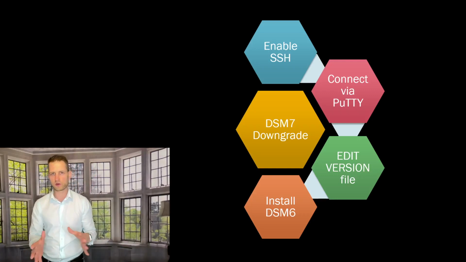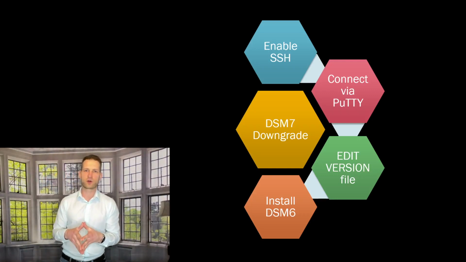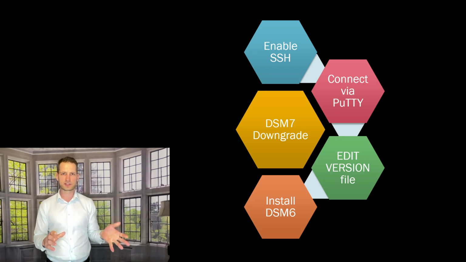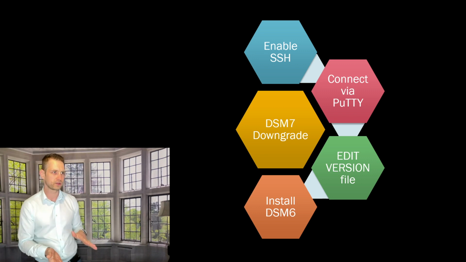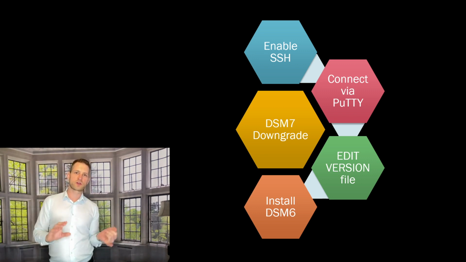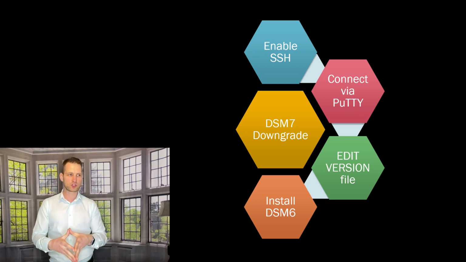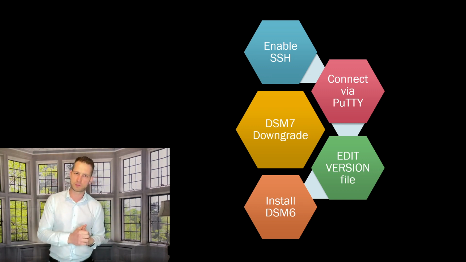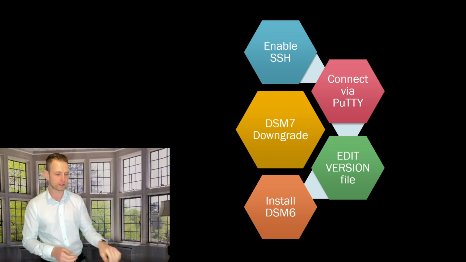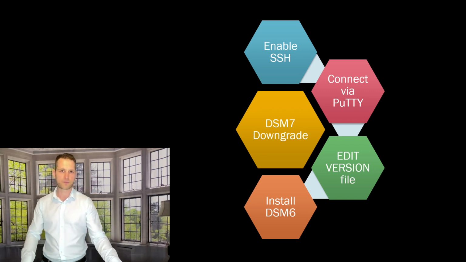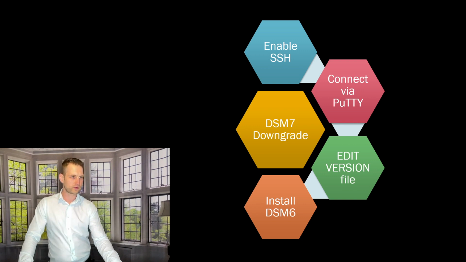Hey, in this video I'm going to show you how to downgrade your DSM 7 to DSM 6. If there is a reason to do that, I will show you how to do it quickly. The steps we will go through are enabling SSH access on your Synology, then connecting something called PuTTY, then editing a version control file, and then we're going to be ready to install DSM 6. I'll put everything in the slides so it's quicker and easier for you to understand.